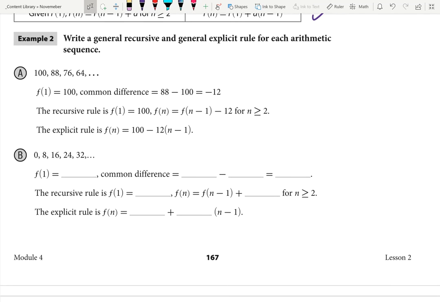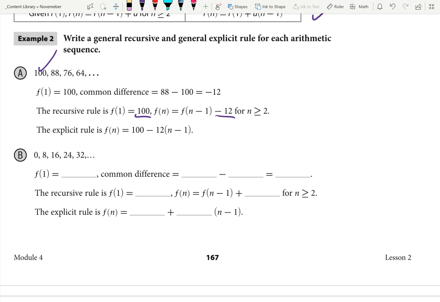Write a general recursive and general explicit rule for the arithmetic sequence. You can see the problem they give us. The first term is 100, and then they're subtracting 12 every time. So the first term is 100 and the common difference is negative 12, or minus 12. For the recursive rule, f of 1 equals 100. They filled that in because they know the first term is 100, and then they filled in the common difference. Everything else was already there as part of the formula.